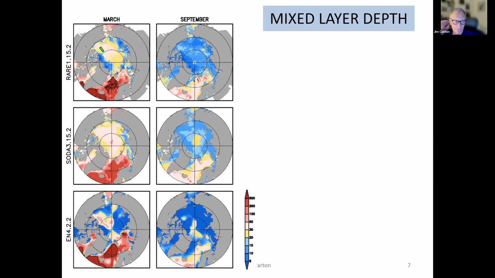Mixed layer depth. This is something I know Mike is interested in. The upper panel shows the climatological March and September mixed layers in RARE, the middle panel SODA, and in the lower panel I put in EN4 just because if we were mid-latitude oceanographers, we'd want to do our comparisons to something like EN4.